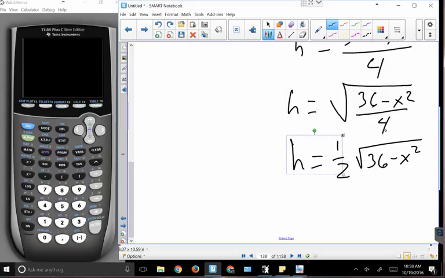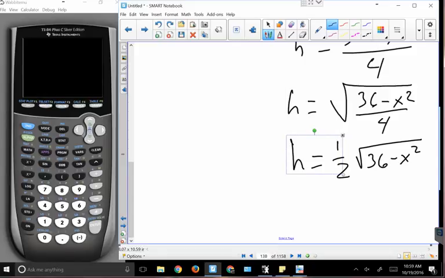Because I had the 4 here, the square root of 4 is 2. So I was able to pull the 2 out. Does that make sense now? Okay, so now I was able to rewrite h in terms of x.